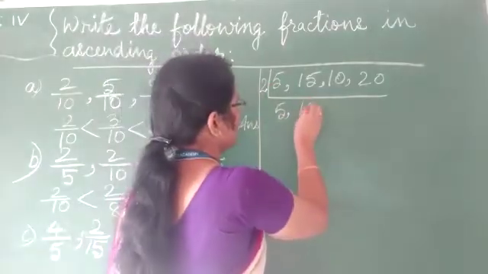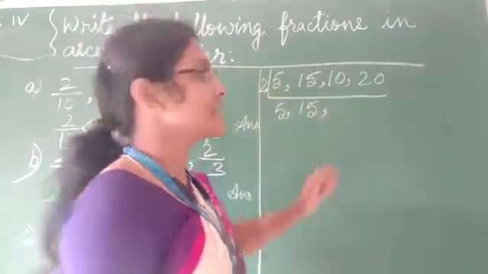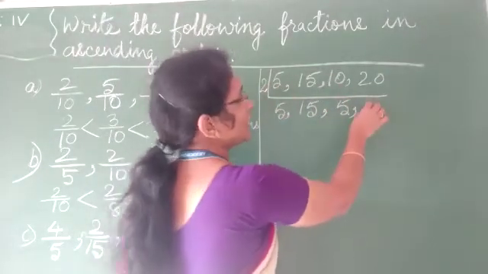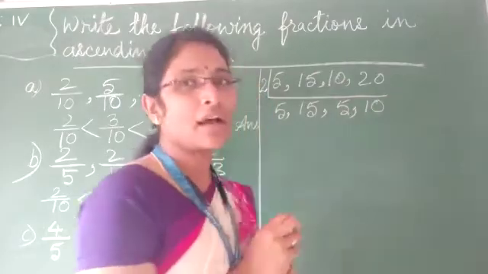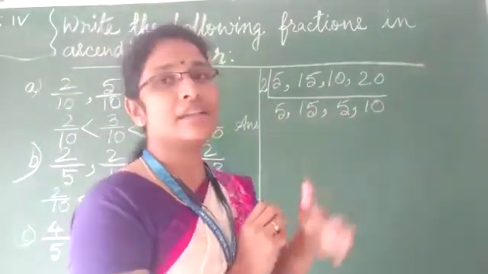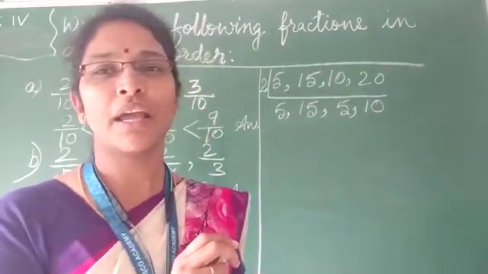No, we have to bring 15 also down. Now how many 2's are 10? 2 5's are 10. And how many 2's are 20? 2 10's are 20. Now you can see only 10 is divisible by 2. So we cannot continue the process by 2.